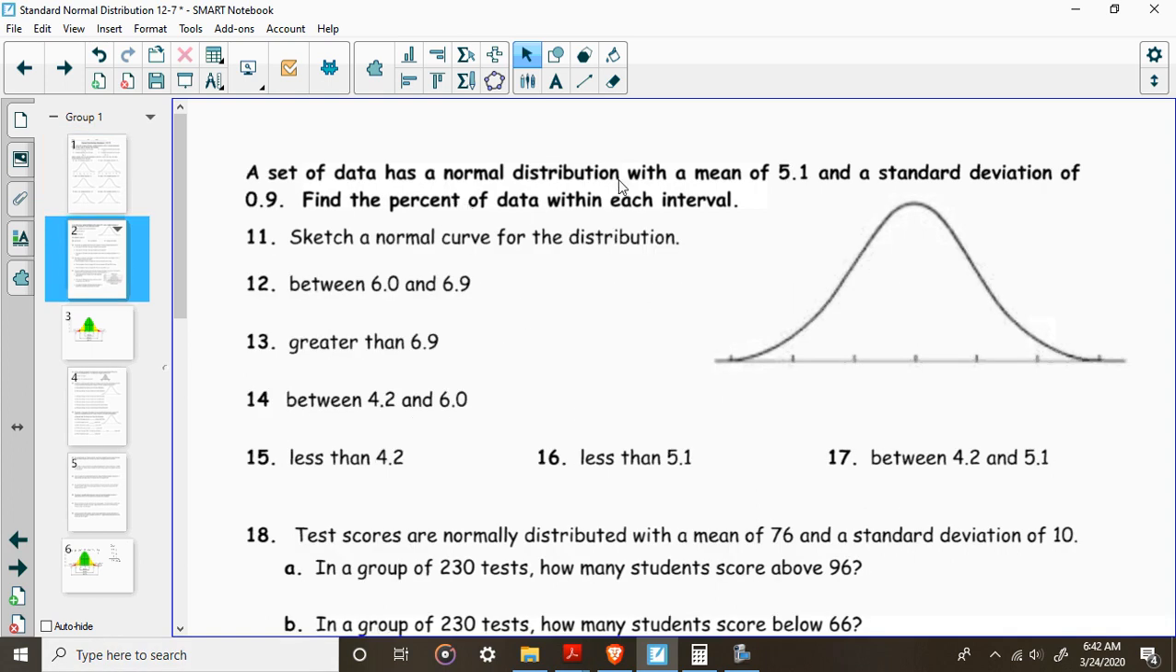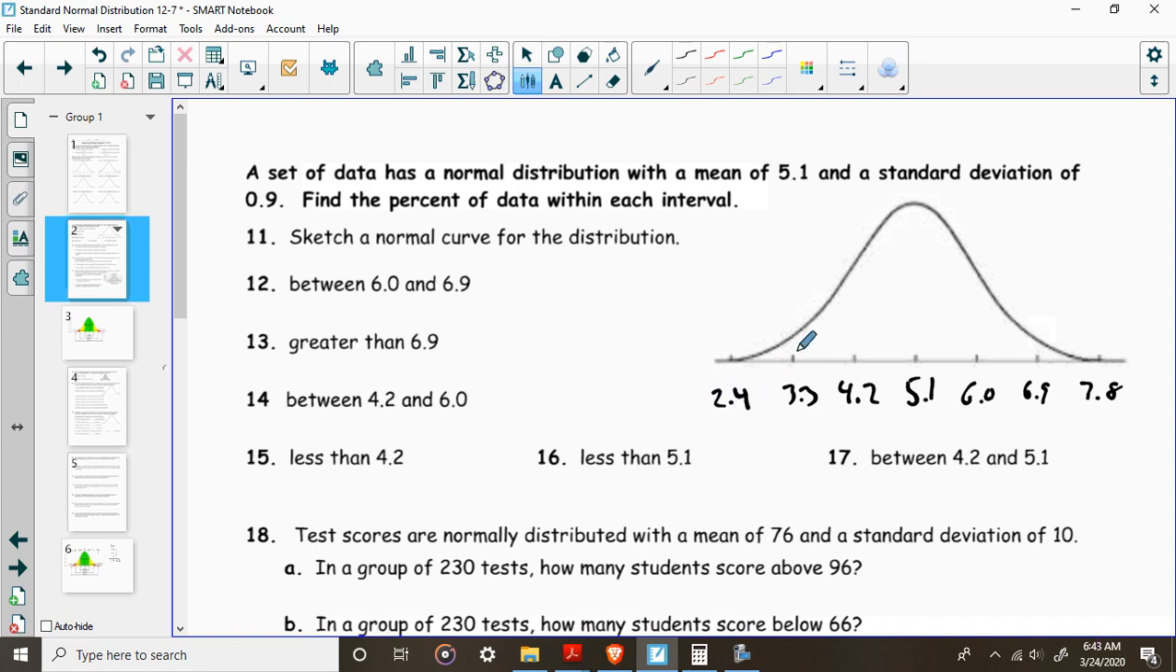A set of data has a normal distribution with a mean of 5.1. So right off the bat, let's label that 5.1 right there. And a standard deviation of 0.9. So let's add 0.9 to that. That's going to be 6.0, 6.9, and 7.8. Subtracting, we're going to go 4.2, 3.3, and 2.4. If you forgot from yesterday, all I did was take 5.1, add 0.9, add 0.9, add 0.9, subtract 0.9, subtract 0.9, subtract 0.9.